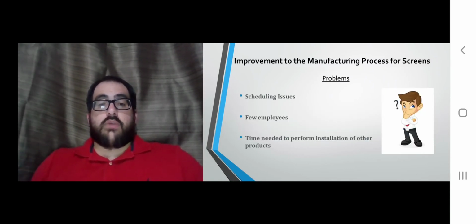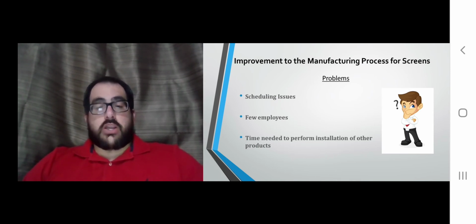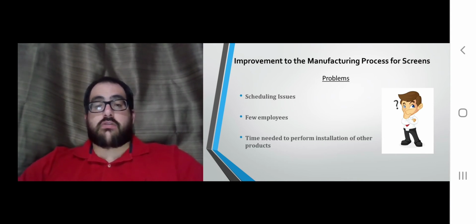So some of the problems we encountered, like I mentioned before, were scheduling issues. We wanted to schedule time for us to measure the time that it took the employee to prepare the materials for the screen and the screen manufacturing. But since the employee had to do a lot of tasks, it was very difficult for us to schedule a time with them.